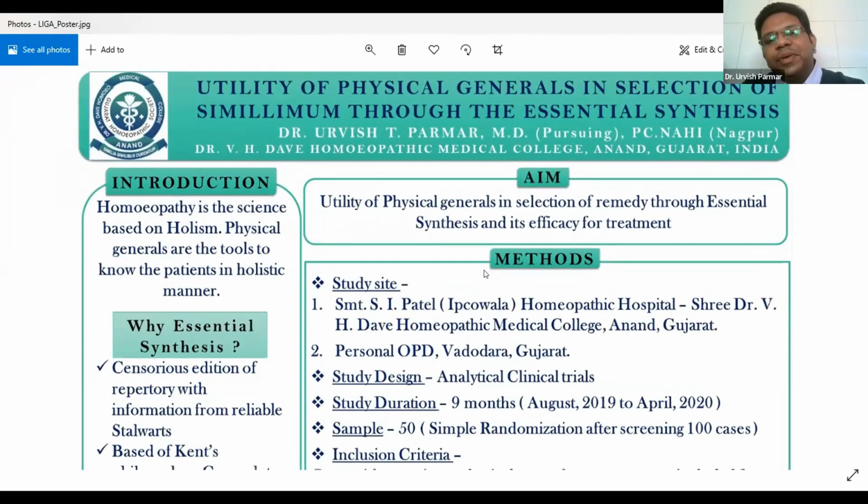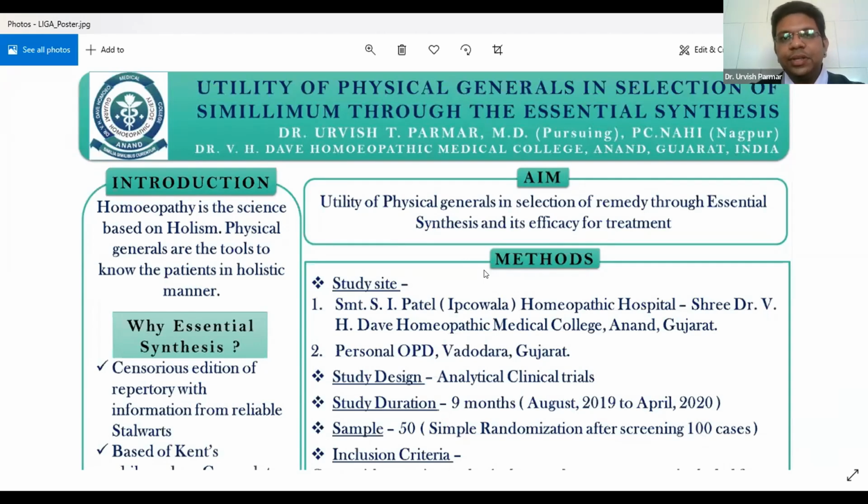Hello everyone. Today my topic is the utility of physical generals through essential synthesis. Basically, this work is the legacy of Dr. Kent. If you have gone through Kent's Minor Writings, there are a total of 119 cases, and from those, he prescribed only 3 cases on the basis of mental symptoms, while all other cases were prescribed on the totality of symptoms with more emphasis on the physical generals. And if anyone has read about Professor Rittelkas, he also uses physical generals for differentiation and confirmation of the simillimum, and his application, the Rittelkas compass, uses the same phenomena.